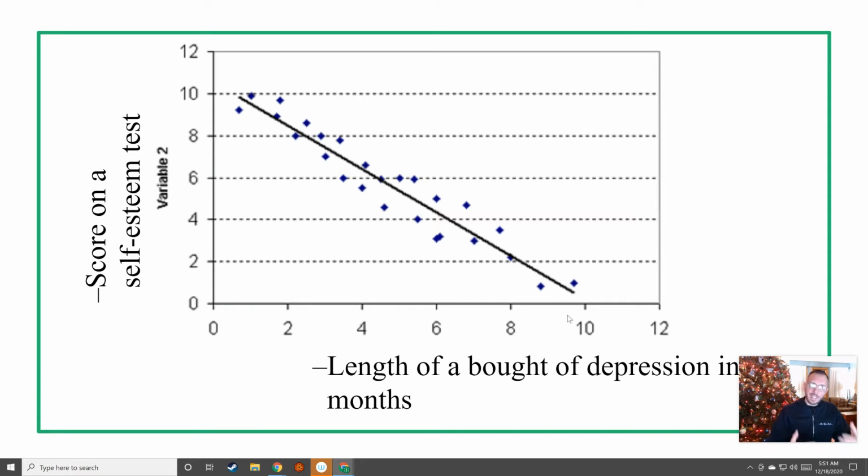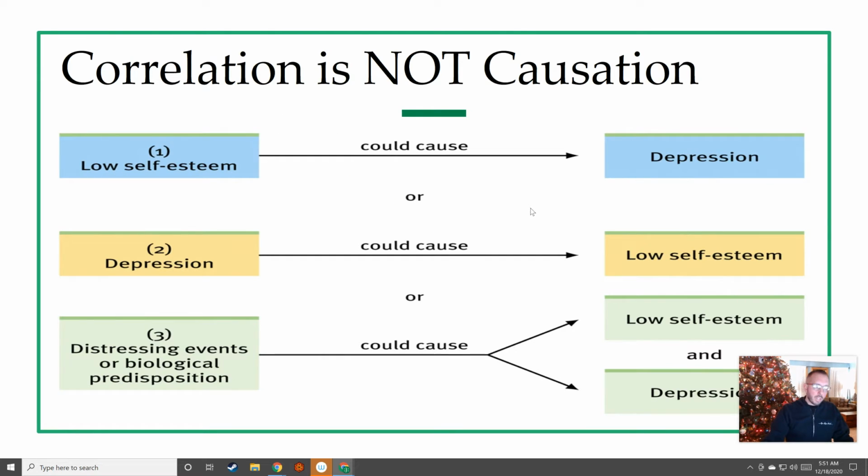It's not a perfect negative correlation, but we do see as your score tends to be higher, your length of depression tends to be lower. So we have a negative correlation. We would expect a negative number, and it's a pretty strong correlation there, probably like a negative 0.6 or negative 0.7. But this video here is about why correlation is not causation.